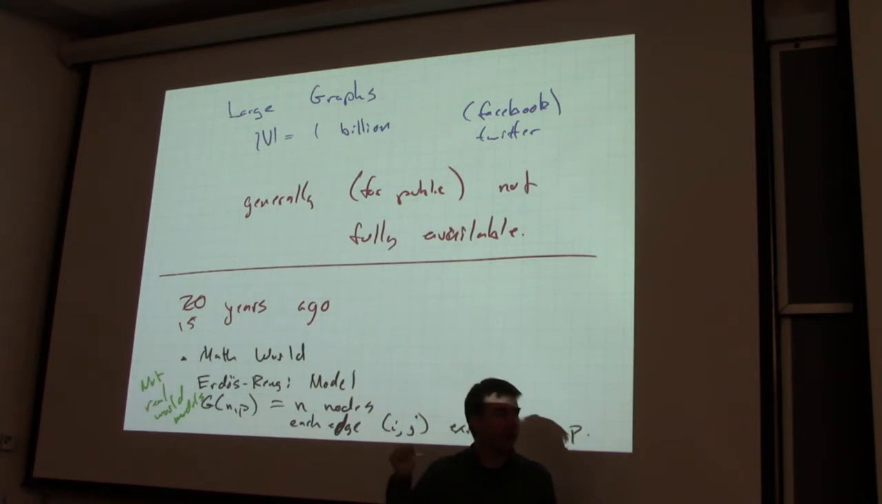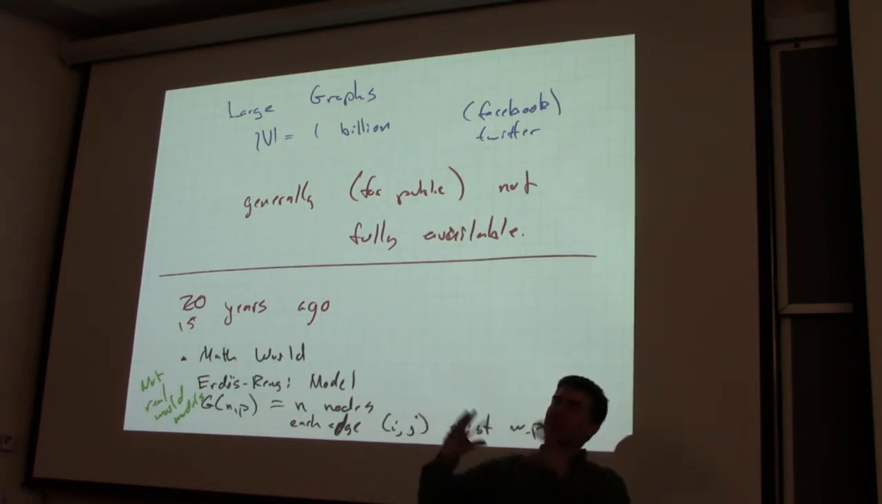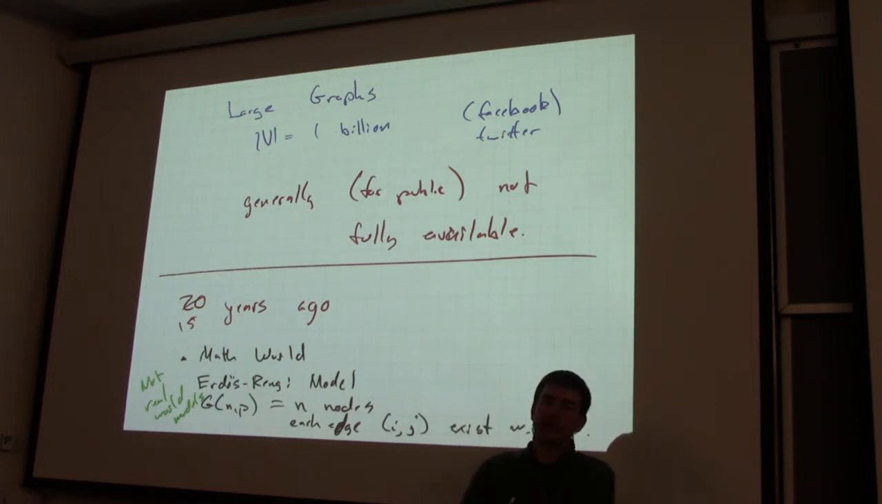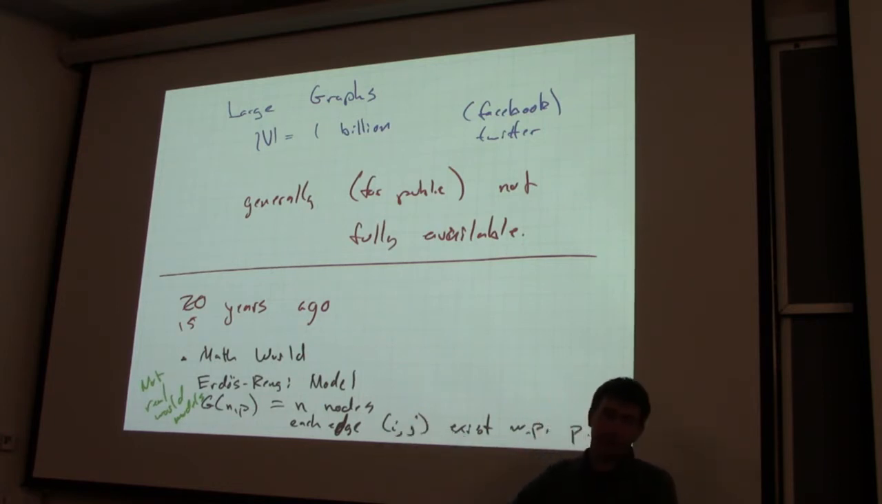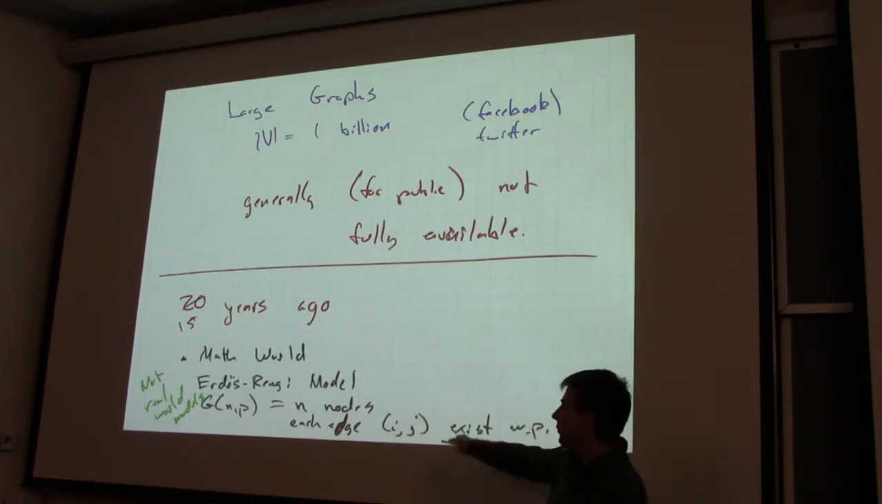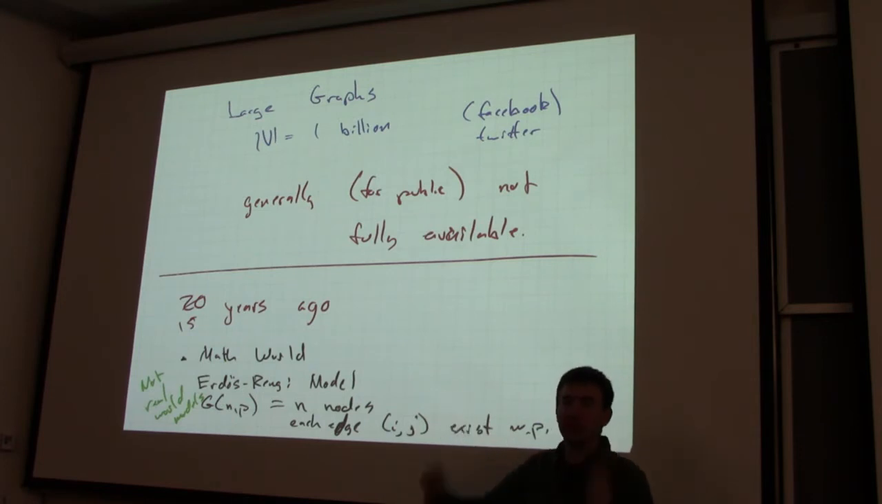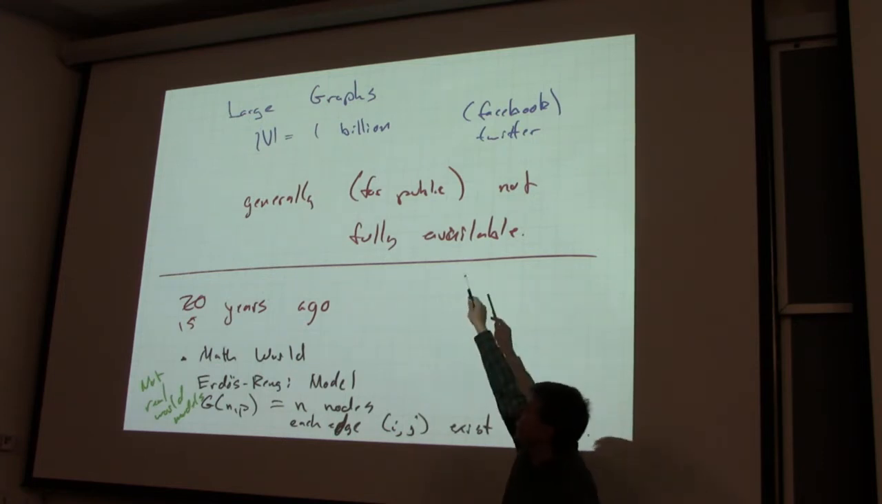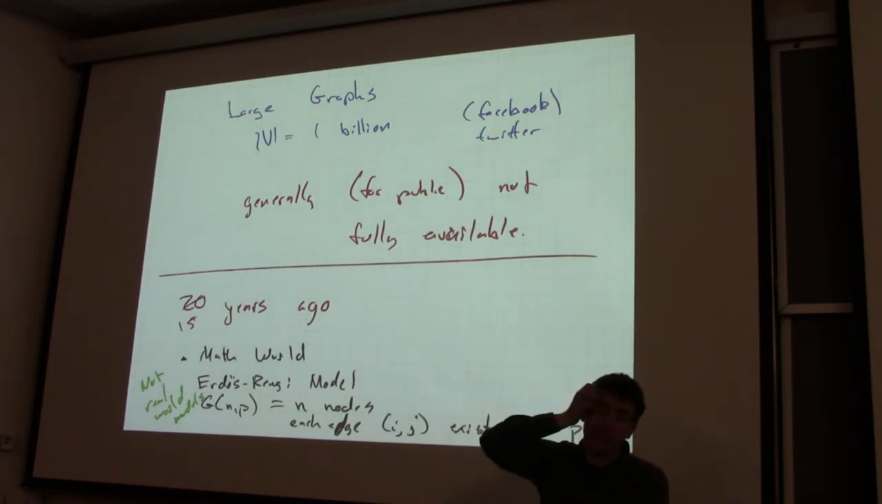Okay, real world models don't look like this. The edges tend to cluster in some way. They tend to be these connected communities in these graphs that you did not see so much in this model. People studied this model and we knew lots of things about it. We knew how to generate random graphs this way, but it was a poor replacement for these graphs that we couldn't see that we wanted to study.